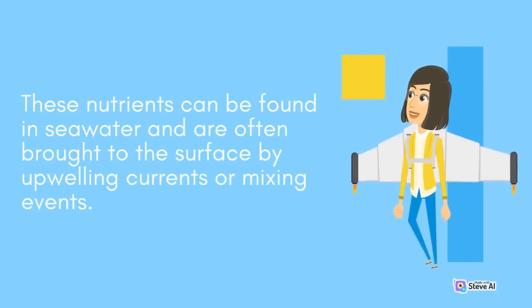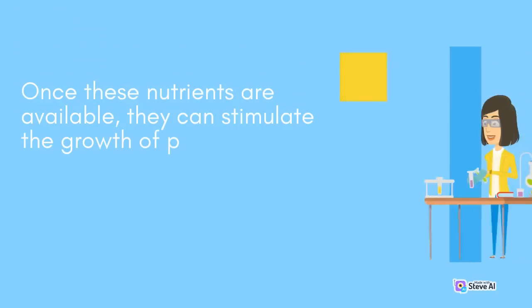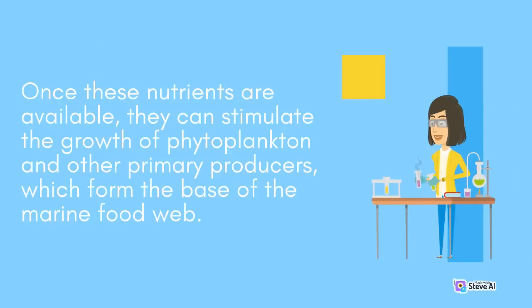These nutrients can be found in seawater, and are often brought to the surface by upwelling currents or mixing events. Once these nutrients are available, they can stimulate the growth of phytoplankton and other primary producers, which form the base of the marine food web.